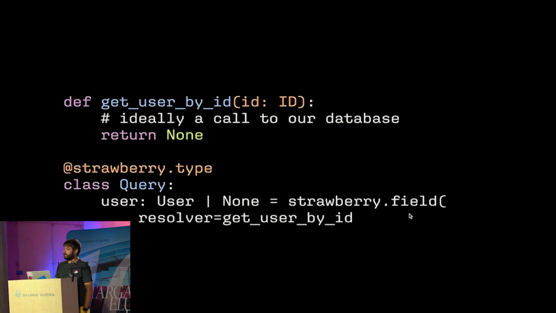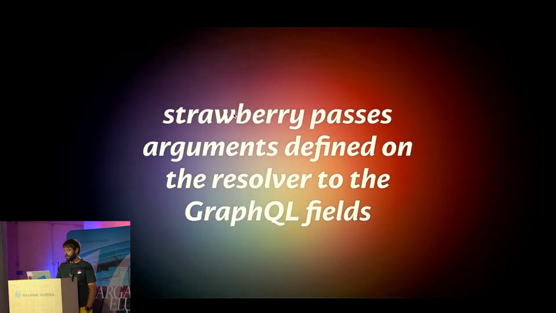You pass the resolver to strawberry.field, and then Strawberry does all the magic to combine this together. The important thing to notice here is that Strawberry knows that Python functions have parameters, so it gets all the parameters from the function and passes them to the GraphQL API, which is quite nice and quite easy because it allows you to reuse all the Python things that you have.